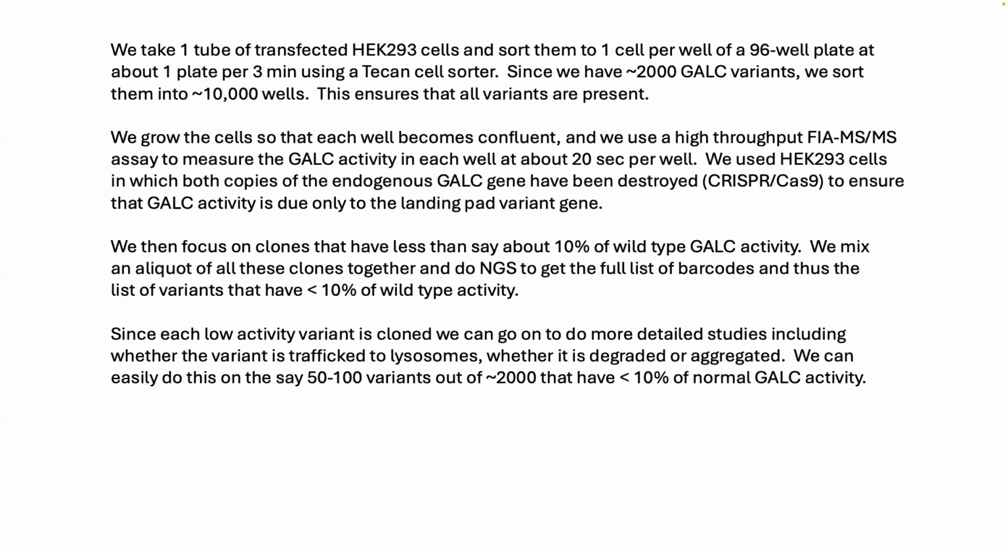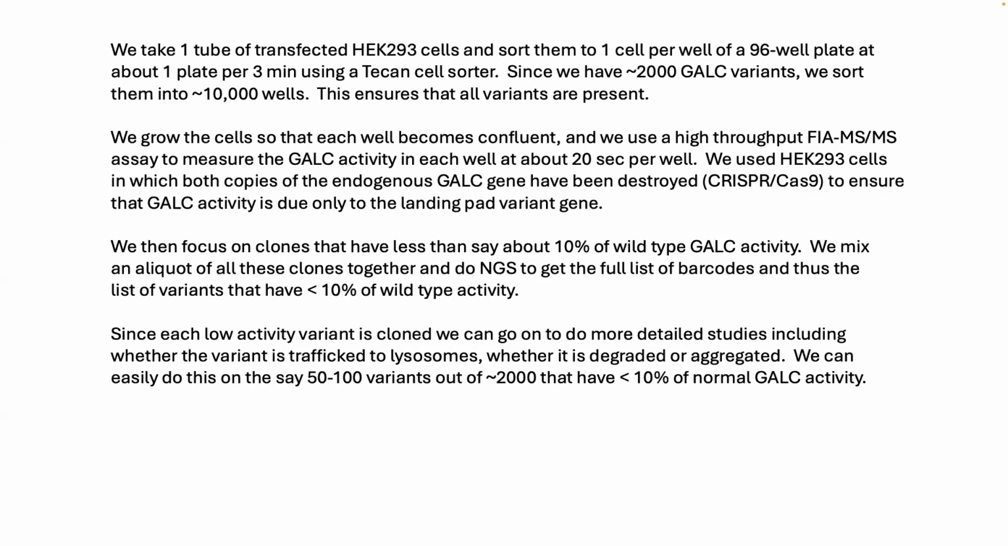We take one tube of cells, and we transfect with this mixture of plasmids, with thousands of variants. And we then sort the cells using a FACS machine. We put one cell in every well. We have 2,000 variants, so we make 10,000 wells to ensure that every variant is in a well. And we let them grow up, so every well comes from a single cell. And we use a high throughput mass spec assay of GALC to measure the enzyme activity in these 10,000 cells, variants, colonies. And we focus on all the low activity variants, let's say those that are less than 10%.